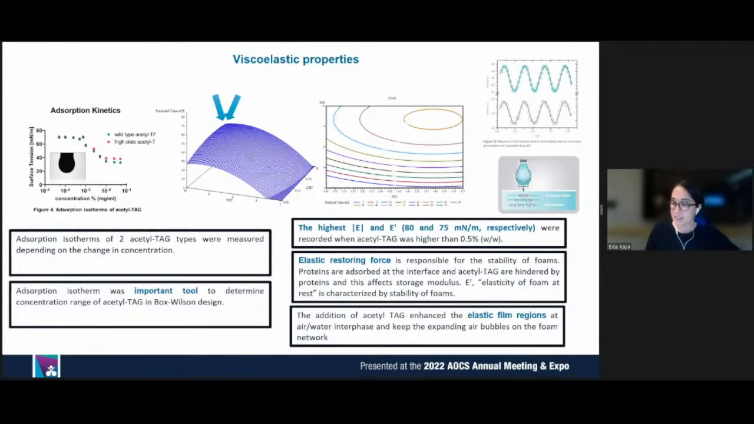Interfacial characterization was also performed, and it has been seen that foams having different concentrations have different dynamic interfacial properties. These experiments were conducted using an optical tensiometer pulsating module. Acetyl-TAG can be used between 0.25 to 0.75%, and these concentrations enhance the elastic regions at the air-water interface and keep the expanding air bubbles in the foam network. So acetyl-TAG can be used in up to 0.75% concentration to get a similar foam structure.